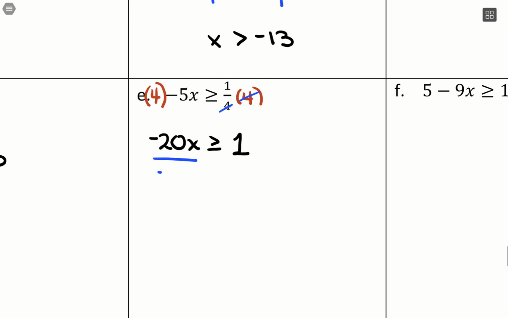Then we'll divide by -20, and we're dividing by a negative number, so our symbol needs to flip. So on the left-hand side, we'll just have x, and then on the right-hand side, we'll have this fraction of -1/20.